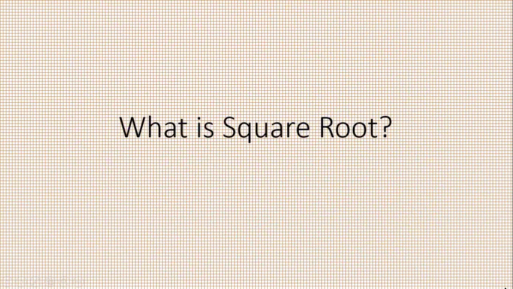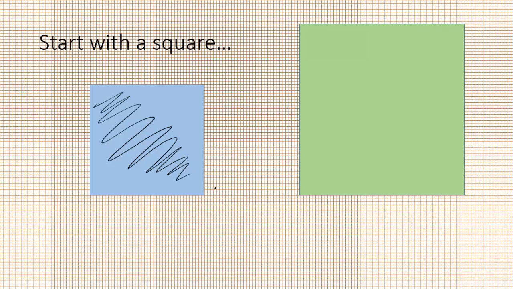Here's a basic lesson on the meaning of square root. Let's start with a square. In math, when we talk about numbers that are squares, we're talking about numbers that represent the area of an entire square. The area of a square is calculated based on one side, which we could call S. And the area formula is S squared.